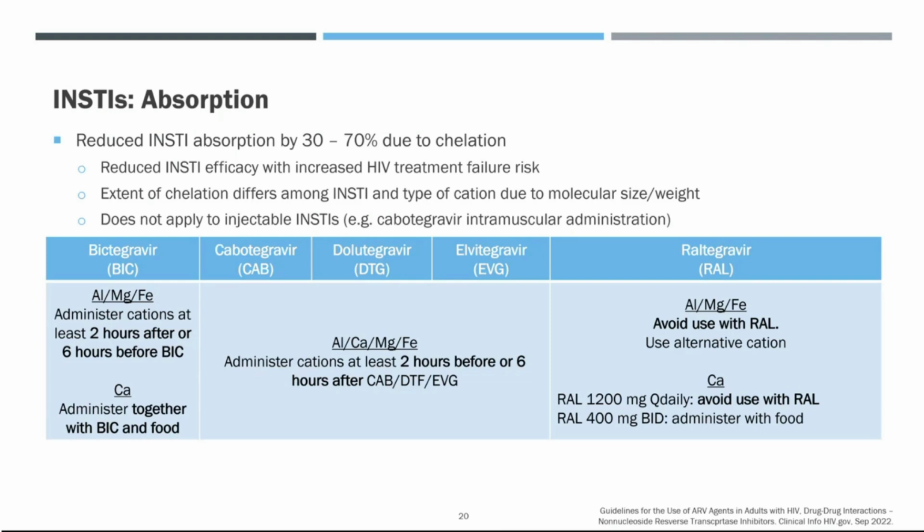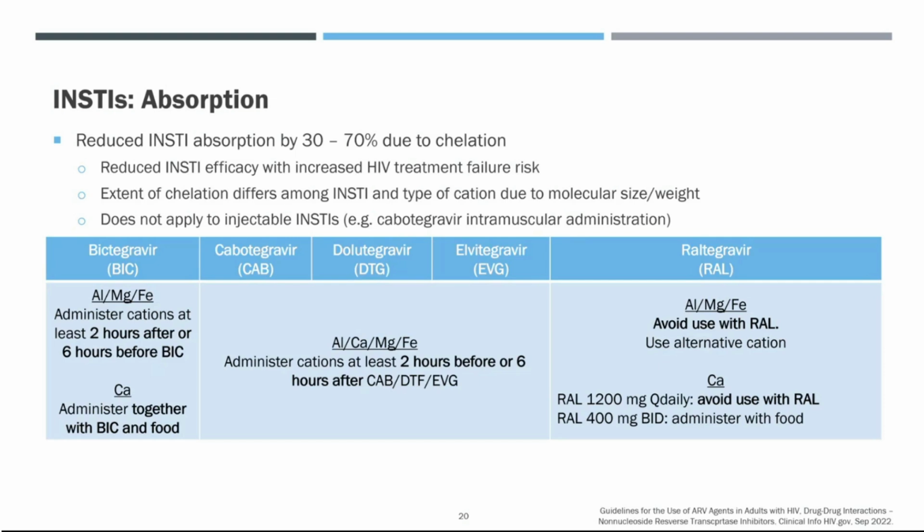First, for INSTI absorption, chelation is the biggest issue. A lot of times these metal cations will bind to the INSTIs and cause reduced INSTI absorption by 30 to up to 70%. That will lead to reduced INSTI efficacy with increased risk of HIV treatment failure. The extent of chelation really differs among the INSTIs and the type of cations we are talking about due to their molecular size.